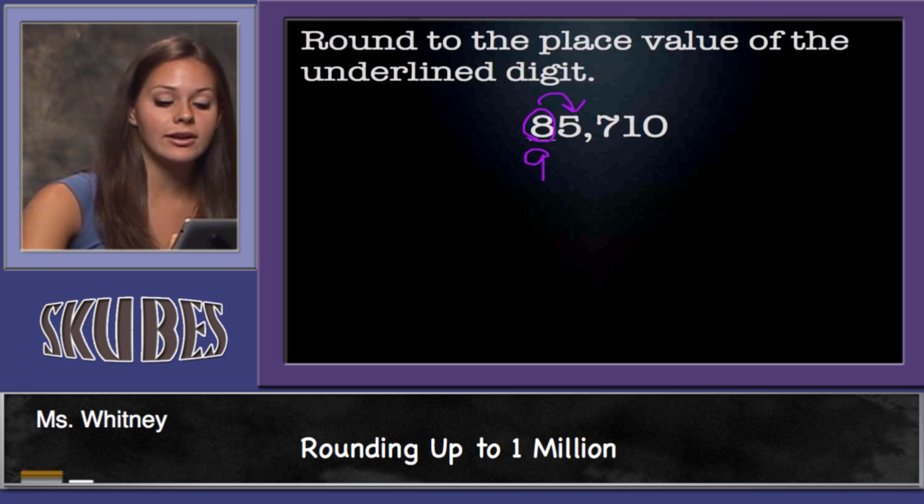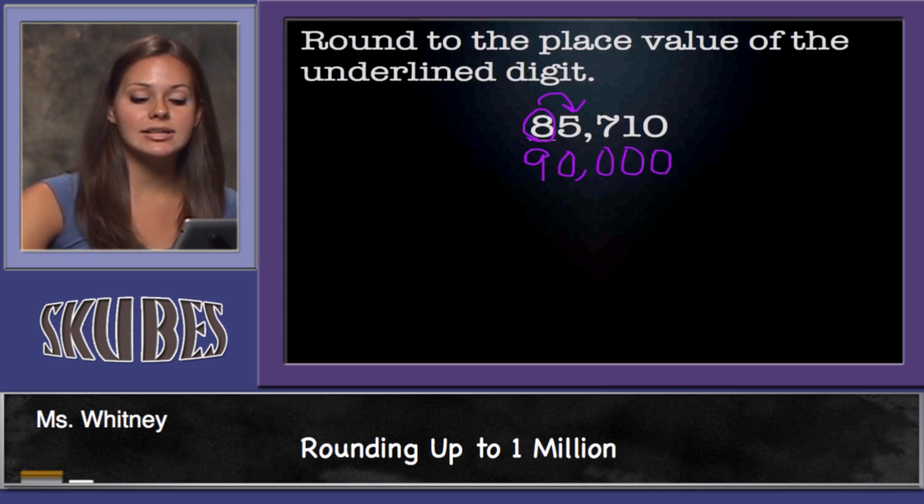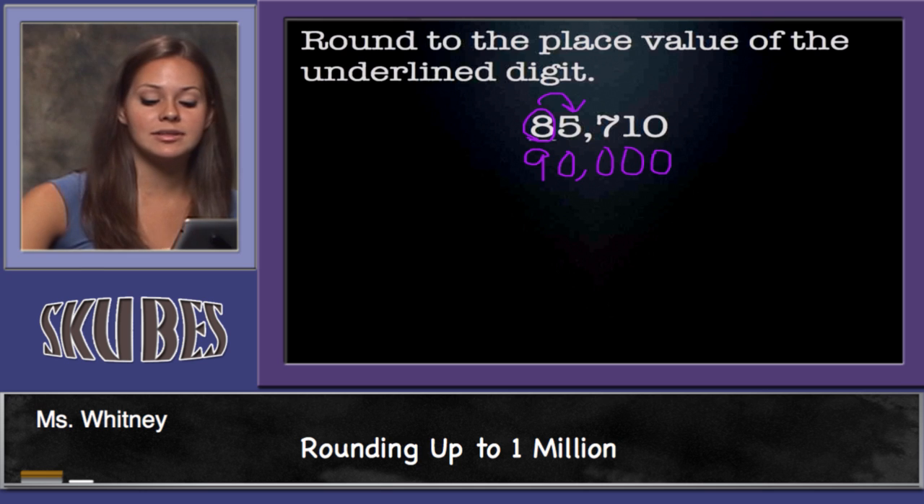Numbers to the right of our 9 become 0. So 85,710 rounds to 90,000 when we're rounding to the nearest 10,000 place.